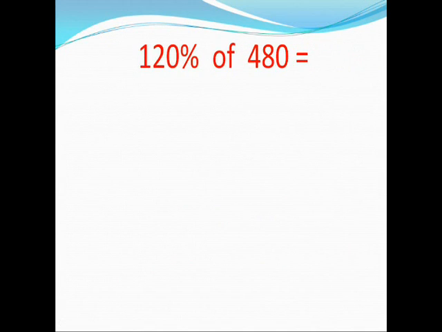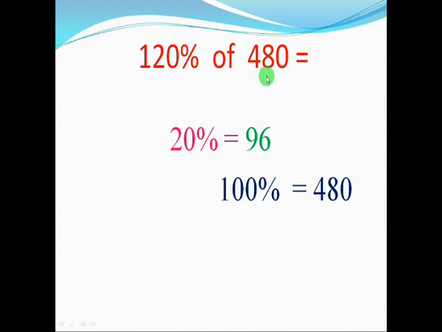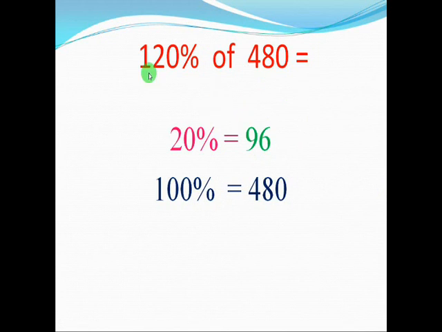Next question. What is 120% of 480? First we calculate 20%: as 10% equals 48, 20% is equal to 2 times 48, that is 96. As 100% equals the same value, 480, the final answer will be the sum of 480 plus 96.